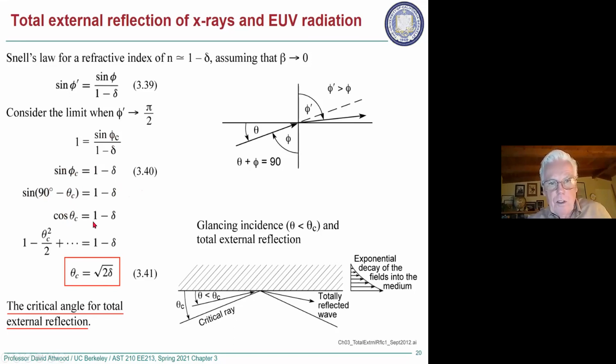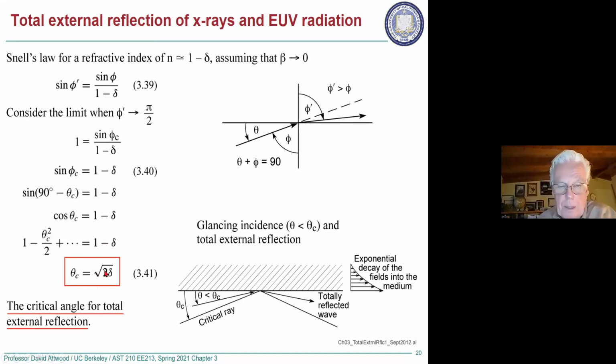And so this is saying this is 1 minus delta, but this is a small angle. We can do an expansion, and this would be 1 minus the angle squared over 2 plus blah, blah, blah. And there's a 1 on both sides, get rid of them. Then there's a minus sign on both sides, get rid of that. And then solve for theta, put the 2 on the other side, and you get that the critical angle is roughly the square root of 2 delta.